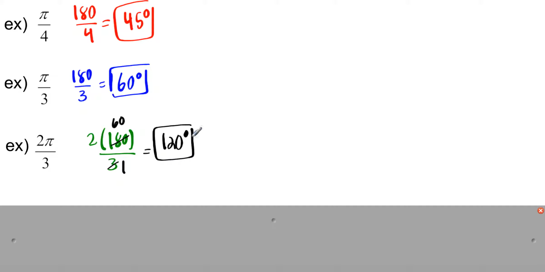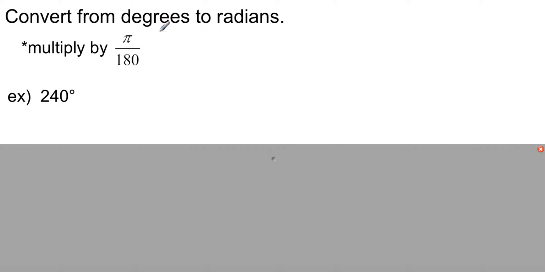Okay. If that doesn't work for you, you can just say 2 times 180 and then divide that by 3 and you get the same value. You just have to remember when you see pi, substitute 180. Now what if we go the other way? Now we're going to convert from degrees to radians.